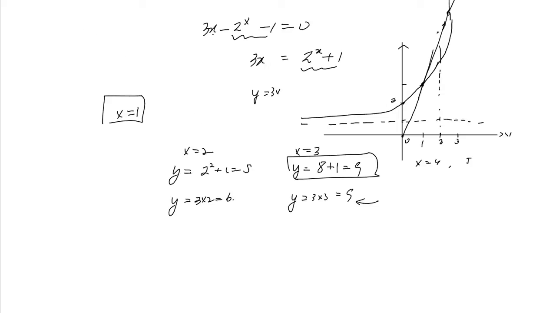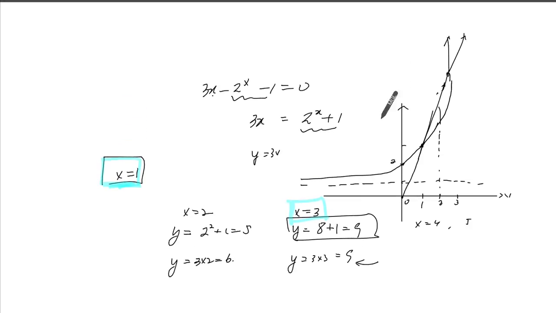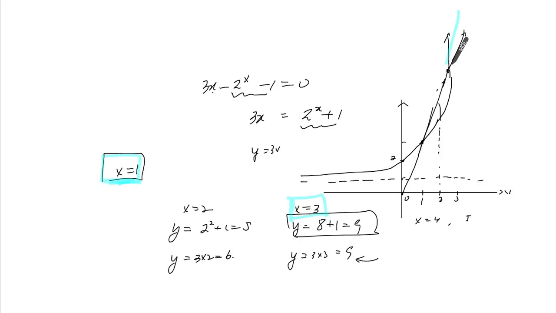So I'm saying all this because this means there can only be 2 solutions. 1, and the other one has to be 3. Beyond that, the exponential function will always be above the line. So these two are the only solutions.